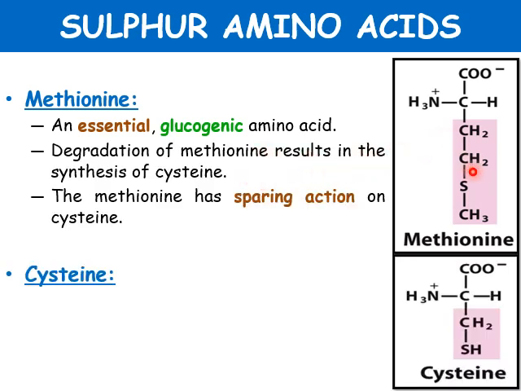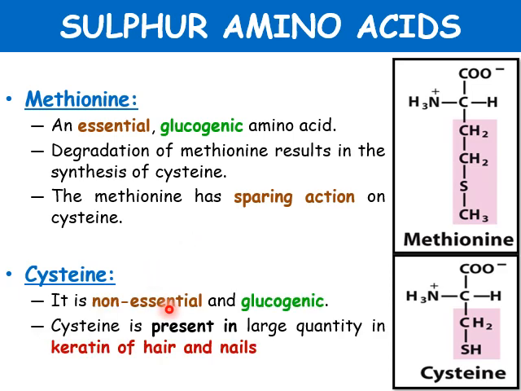Degradation of methionine results in the synthesis of cysteine, which is our second sulfur-containing amino acid. Though cysteine is synthesized from methionine, methionine has a sparing action on cysteine. That's why if we take methionine in our diet, there is less requirement of cysteine in the diet, because it can be synthesized from methionine. Cysteine becomes non-essential because we can synthesize it from methionine, and obviously it is also a glucogenic amino acid. As we know, cysteine is present in large quantity in the keratin of hair and nails.